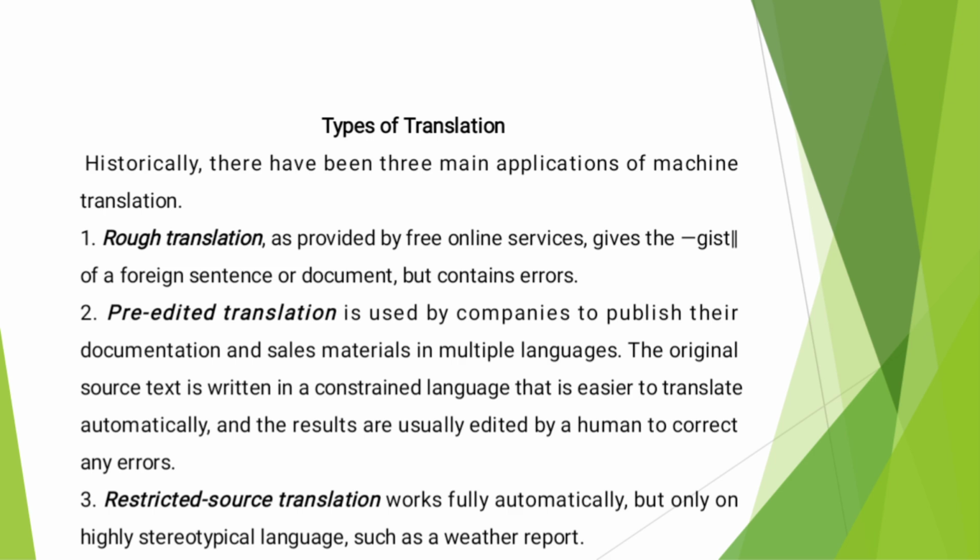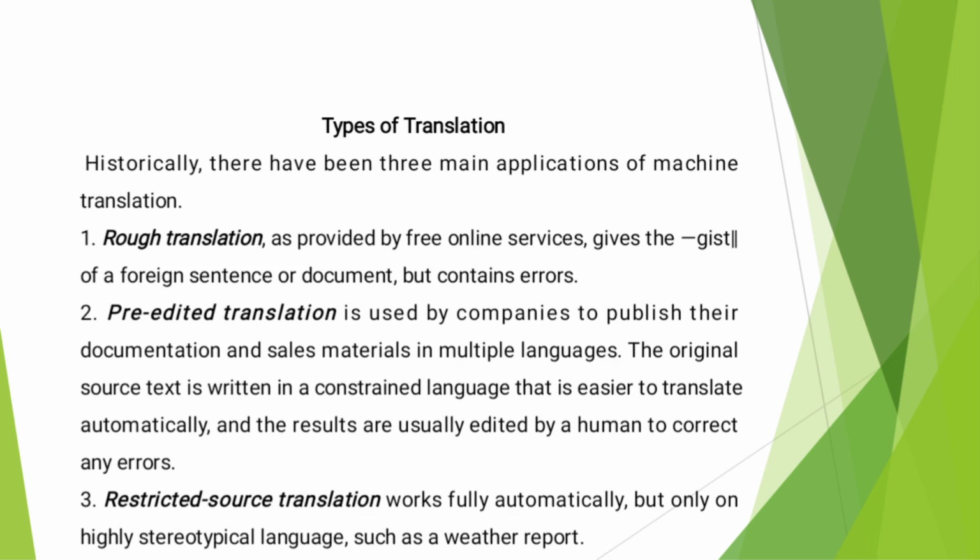Types of translation. There have been three main applications of machine translation: rough translation, pre-edited translation, and restricted source translation. The first one is provided by free online services. It gives the gist of a foreign sentence or document but contains errors.